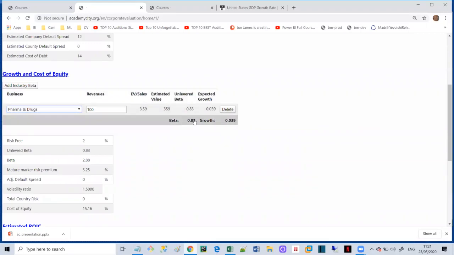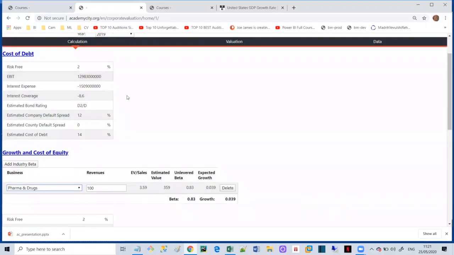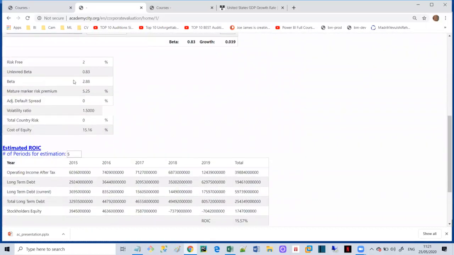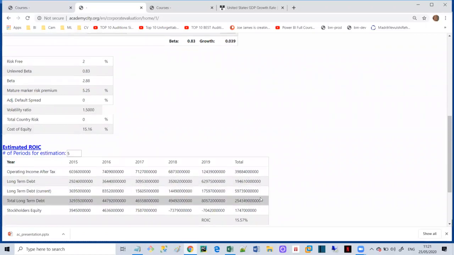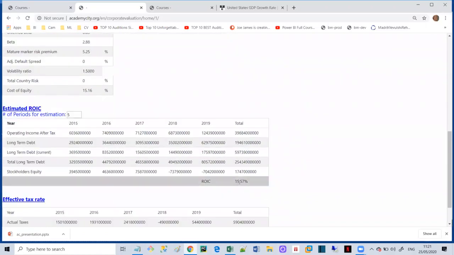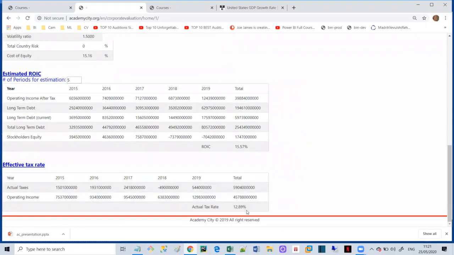The beta we'll talk about next week. So you have that one already. Those are already calculated for you, but we will learn how it is done next week. Okay? This one you have, and your homework is right there. ROIC is 15%. And you have the effective tax rate, almost 13%.